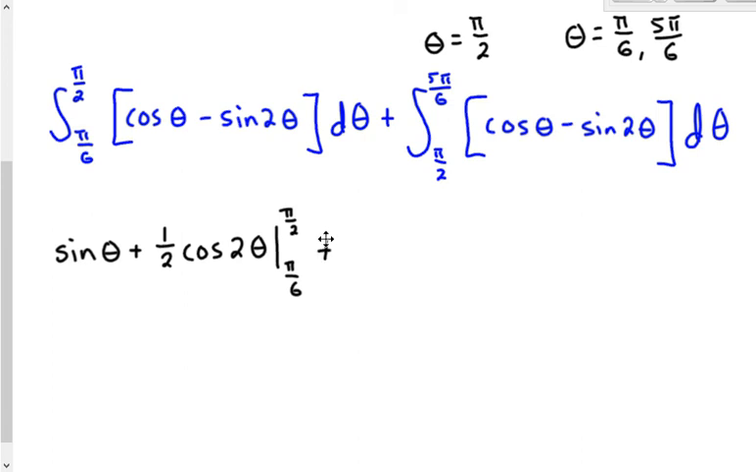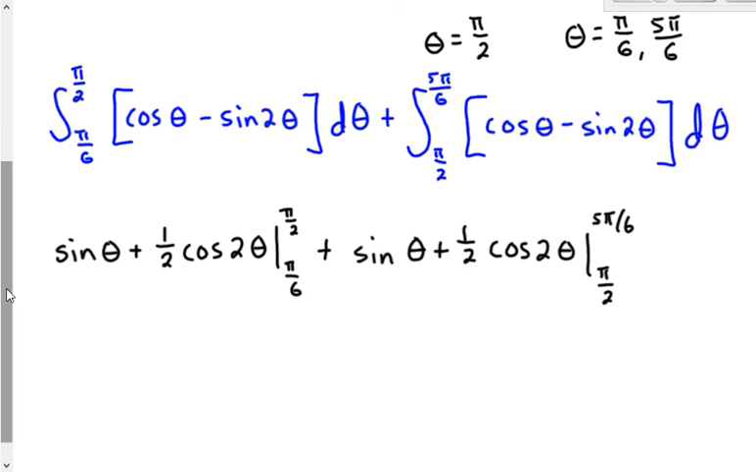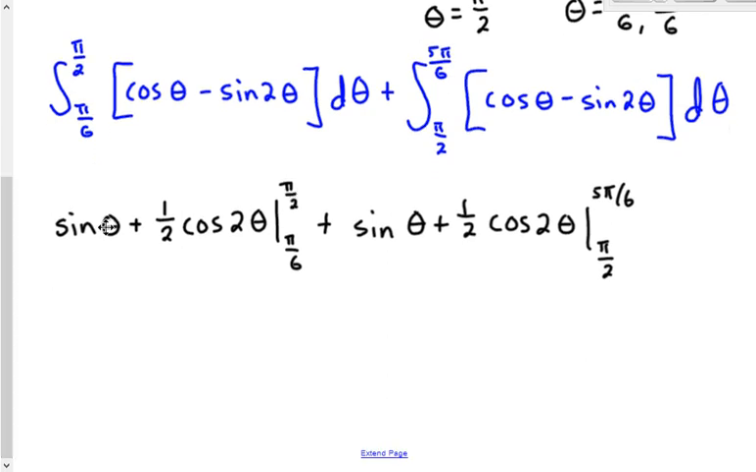Then we're going to add to that. What's nice about keeping it like this is this is going to be the same thing. It's going to be the sine of theta plus 1/2 the cosine of 2 theta. And then this one we do from pi over 2 to 5 pi over 6. Okay, so now it's just doing some trigonometry. Plug pi over 2 in there, sine of pi over 2 is 1, and it's plus 2 times pi over 2 would be pi. Cosine of pi is -1 times a half is -1/2.